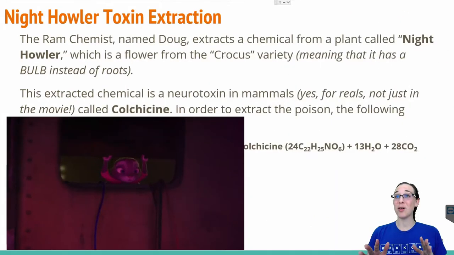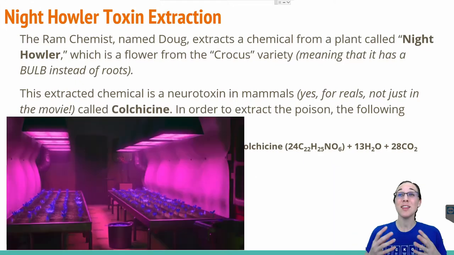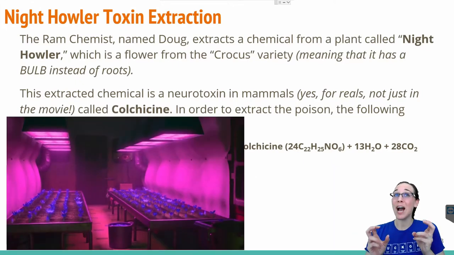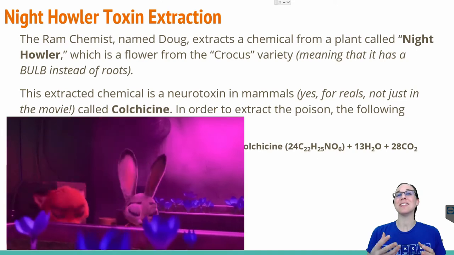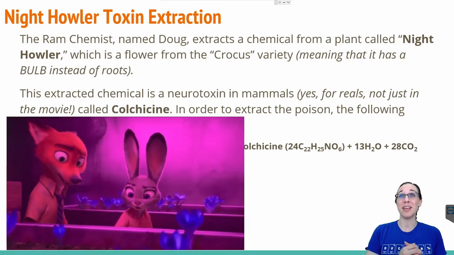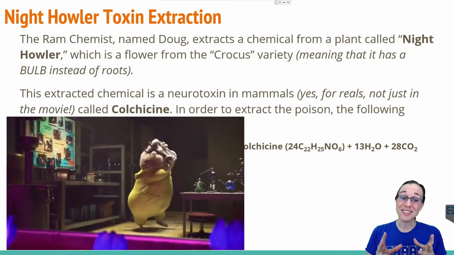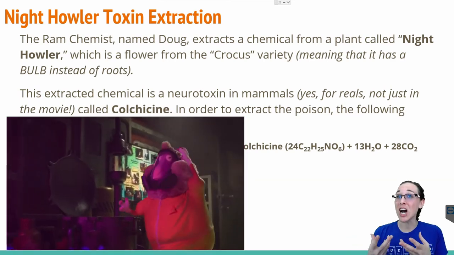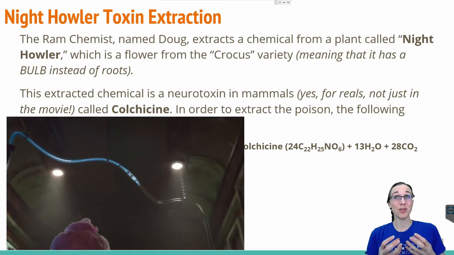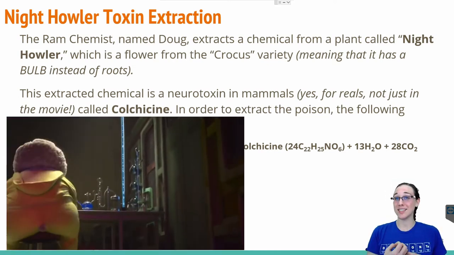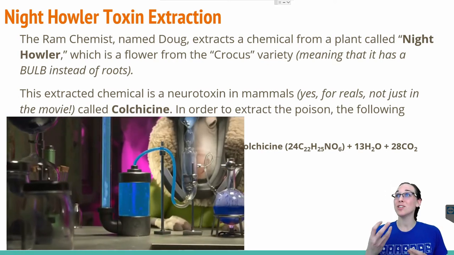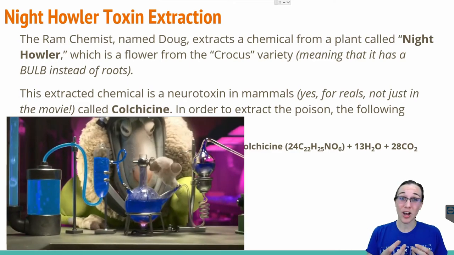Here's just a little background before we jump into some more chemistry. In the movie, there's a flower called Nighthowler, which is actually a real thing. It's a flower from the crocus variety, meaning that it has a bulb instead of roots. And there's this chemist, this ram chemist, his name is Doug, and he takes those Nighthowler flowers and he extracts a chemical from that plant. And that extracted chemical is a neurotoxin in mammals.